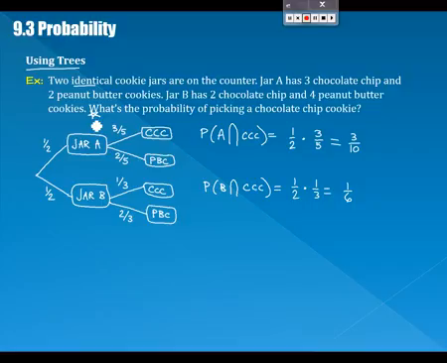But just for fun, let's do the other ones. So what is the probability of A and peanut butter cookie? Compute that, and also compute the probability of B and peanut butter cookie. So that's 1/2, 2/5.